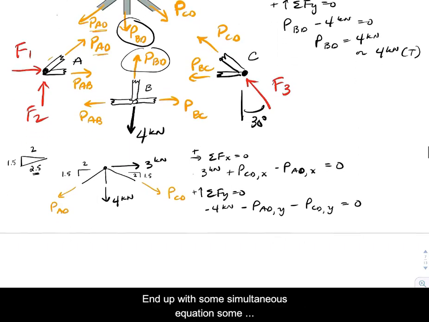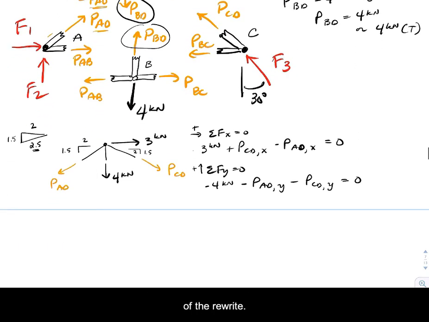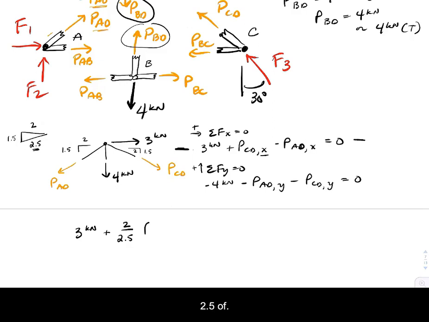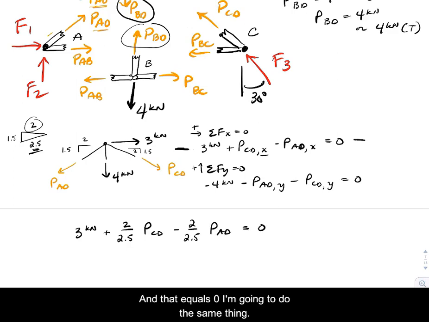So we're going to end up with some simultaneous equations. So I'm going to rewrite the sum of the forces in the x direction. That's going to be 3 kilonewtons plus, and so the x component of CD would be 2 over 2.5 of PCD. That's going to be, by geometry, minus 2 over 2.5 of PAD, and that equals 0.